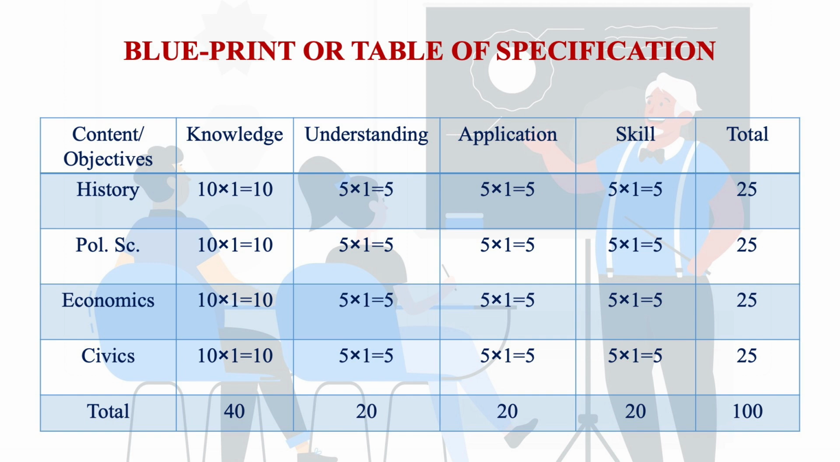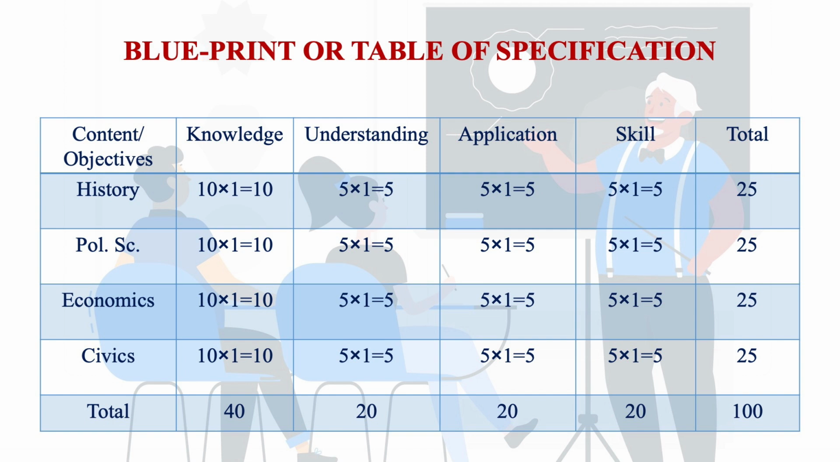So based upon the 3 dimensions of the blueprint, what you have to do is prepare a table of specification. Just like you see now on your screen, the subject areas or the content are history, political science, economics and civics. Weightage to history is 25% because each subject area is given a weightage of 25% as per your blueprint. Knowledge, understanding, application and skill are the 4 objective areas. The knowledge objective area is given 40% weightage, then understanding, application and skill are given 20% weightage each.